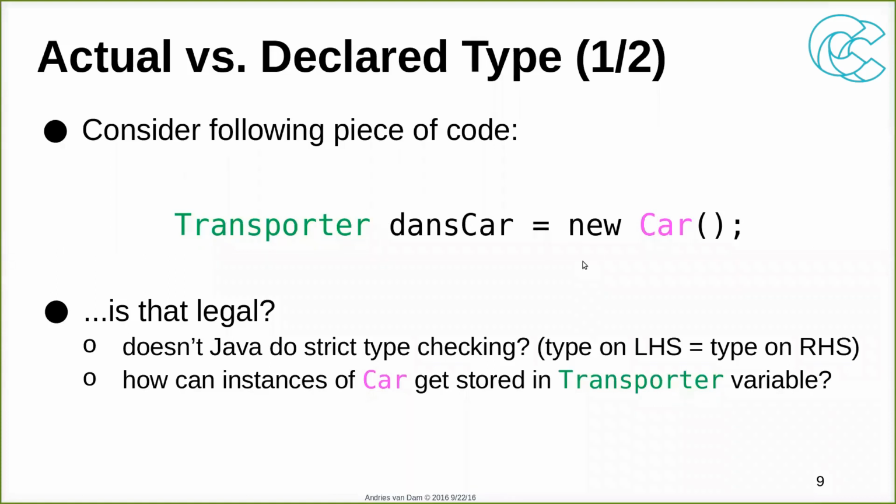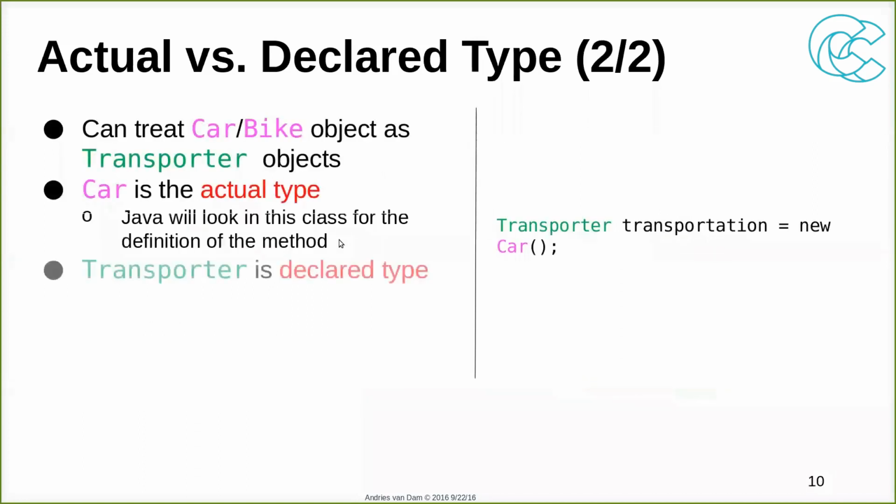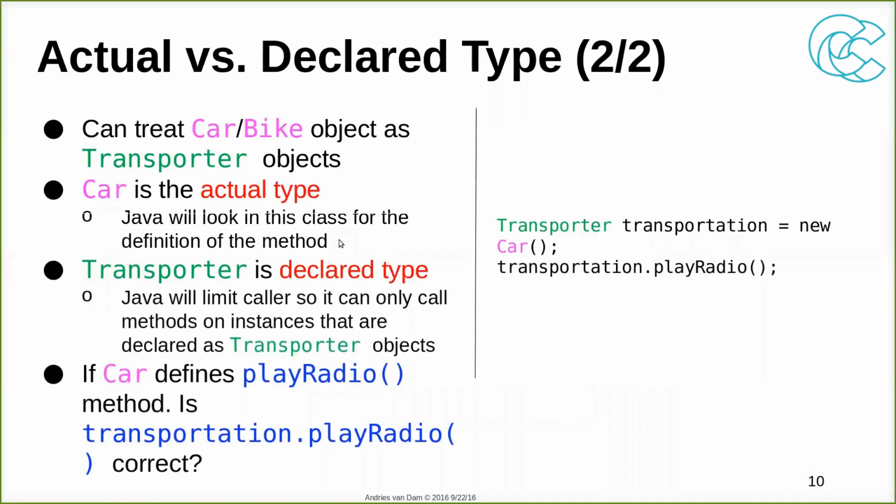So the first question could be whether it's legal, and the answer is yes, it is legal, because car is implementing the interface called transporter. But there's a catch here which we'll get to know next. So we can treat these car and bike objects as transporter objects. So car is the actual type, and transporter, which is the interface, is the declared type.